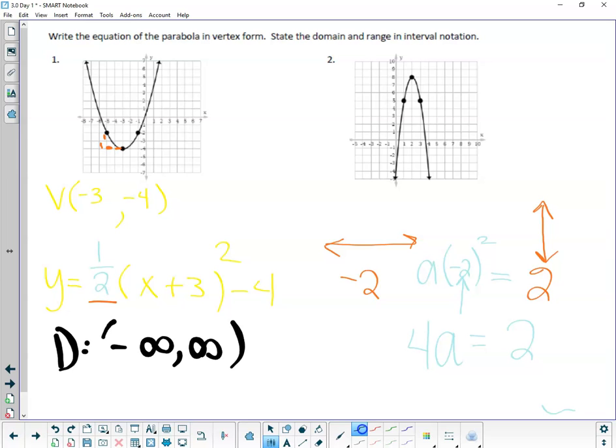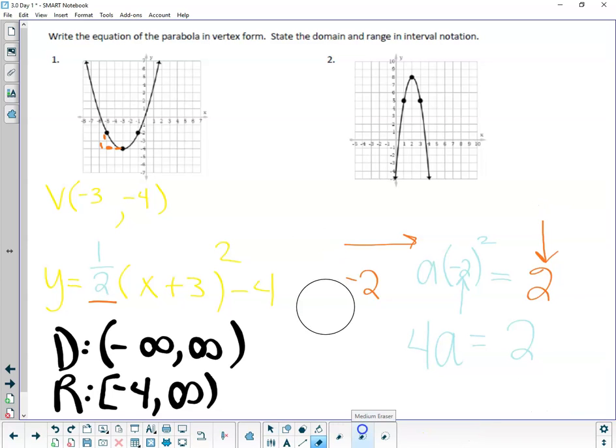Domain is always negative to positive infinity, and the range. So remember, that graph opens up forever. If the graph opens up forever, then we know that it's going to have a minimum at that k value of -4, and then it closes out at positive infinity.